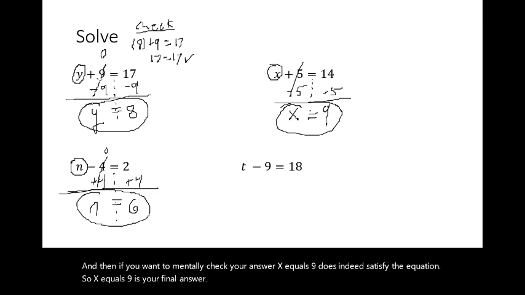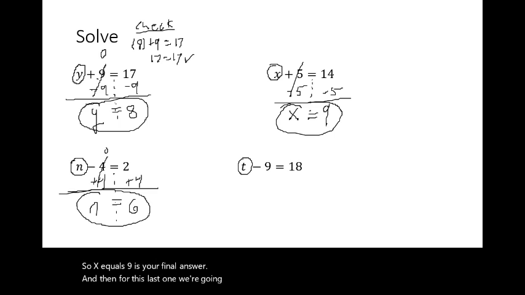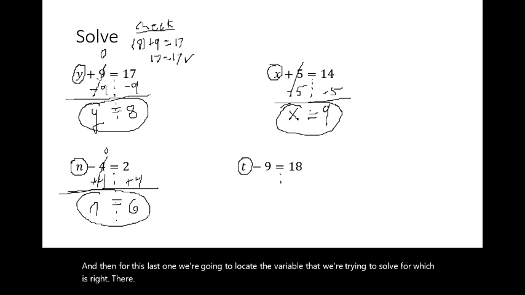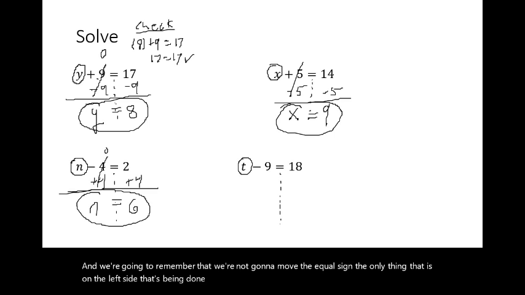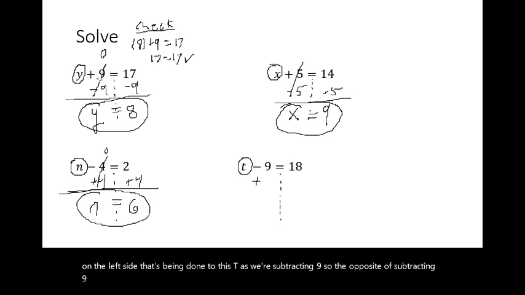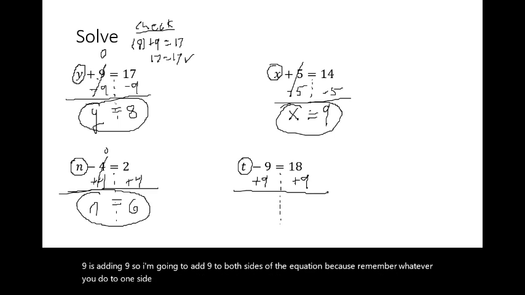And then for this last one, we're going to locate the variable that we're trying to solve for, which is right there. And we're going to remember that we're not going to move the equal sign. The only thing on the left side that's being done to this t is we are subtracting 9. So the opposite of subtracting 9 is adding 9. So I'm going to add 9 to both sides of the equation, because remember, whatever you do to one side, you have to do to the other.